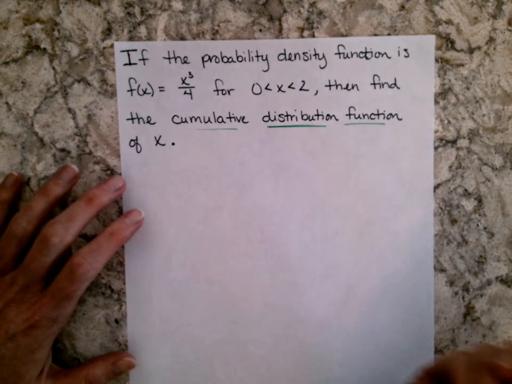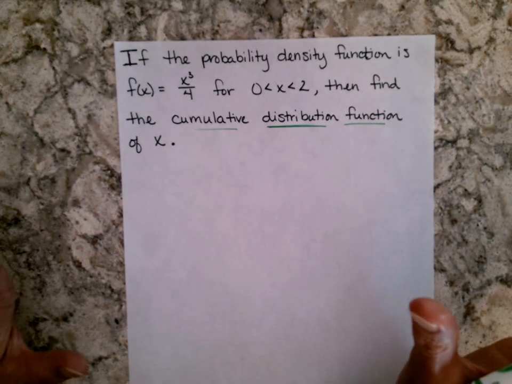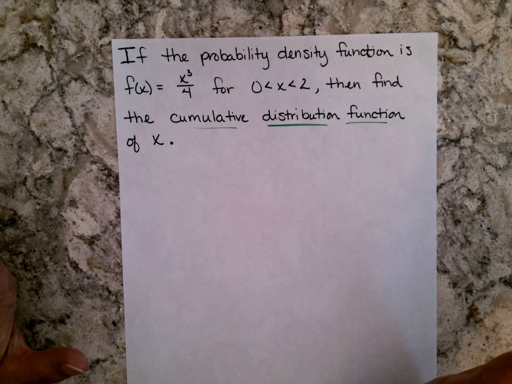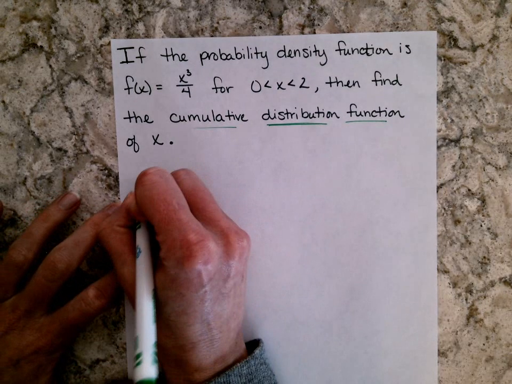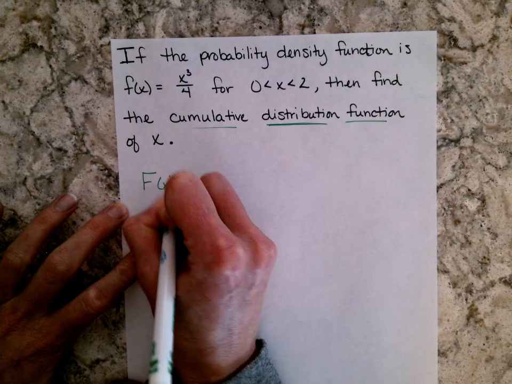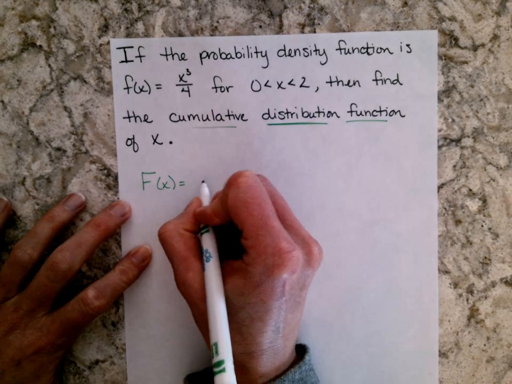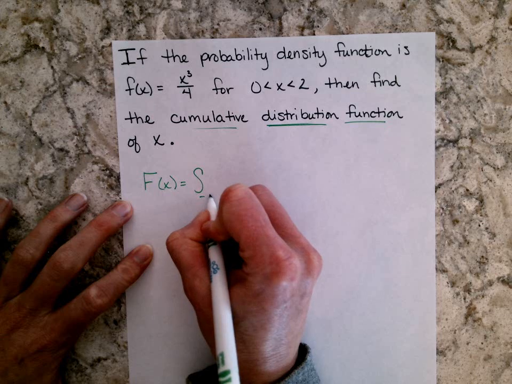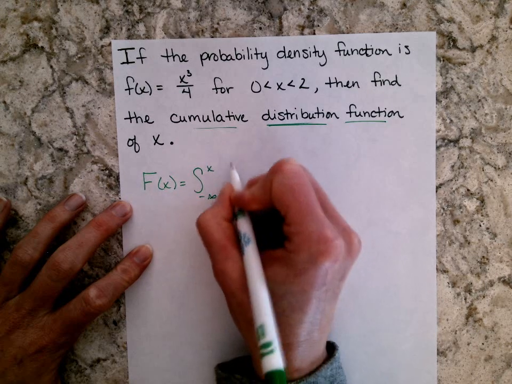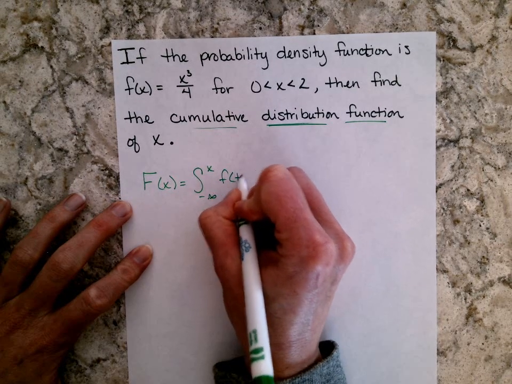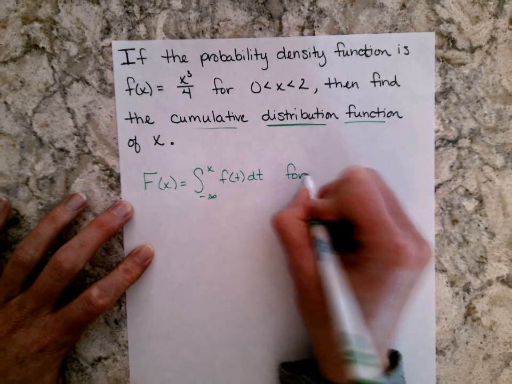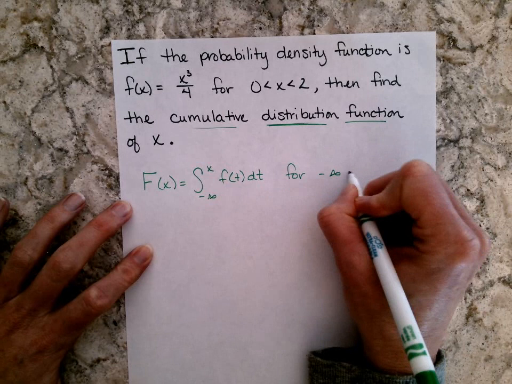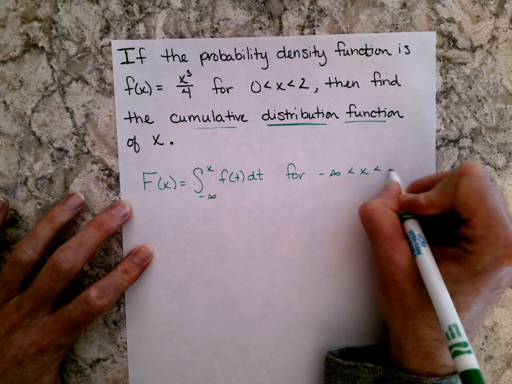So what we need to remember is that our cumulative distribution function for a continuous random variable is defined as F of x equals the definite integral from negative infinity to x of f of t dt. And this is for the interval negative infinity to infinity.